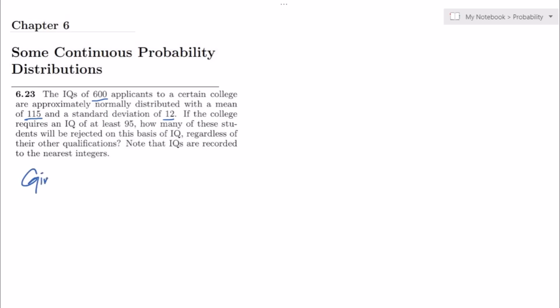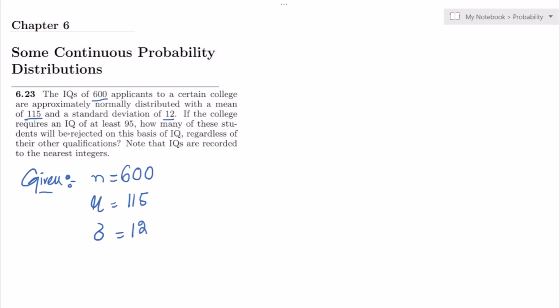Okay, so mean is given here. Let me write the given data here as well. The number of students, let me write it as n equal to 600, and mean, let me write it as mu is 115, and standard deviation, which is sigma, that is 12.